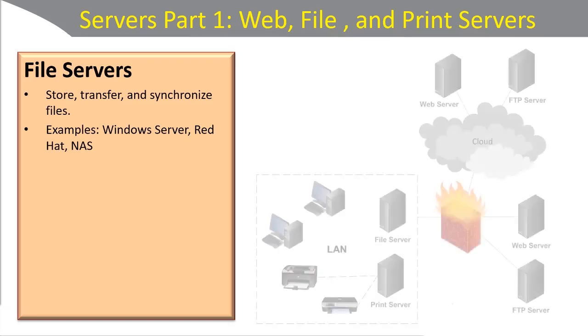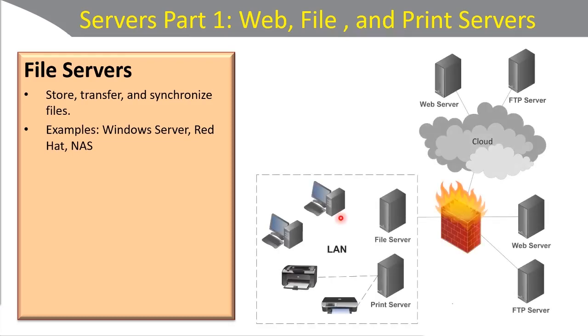Let's take a look at this basic network map. Here we have our local area network, our LAN, and we have some computers, some servers, and some printers. And here is our file server. But any computer can act as a file server of sorts. For example, this computer might be running Windows 10. It could be a file server.